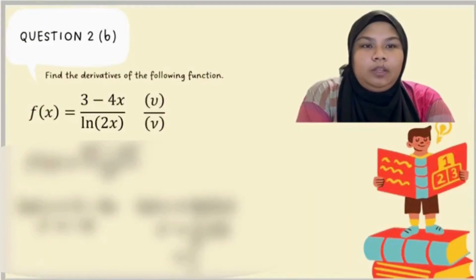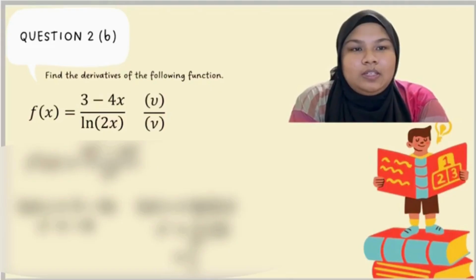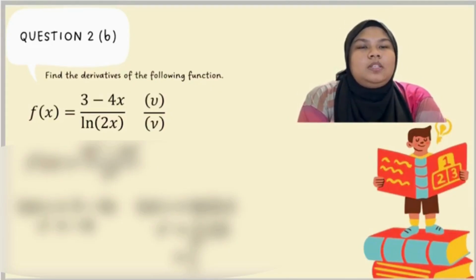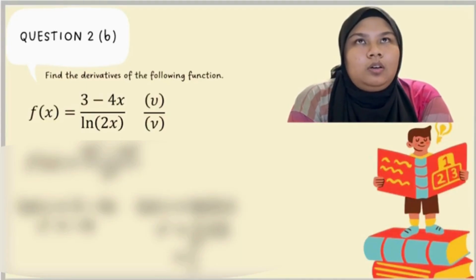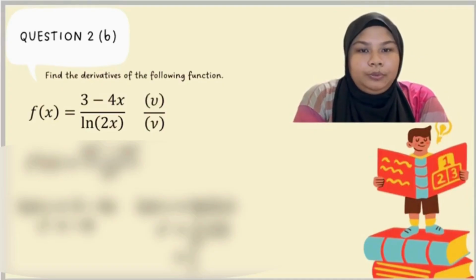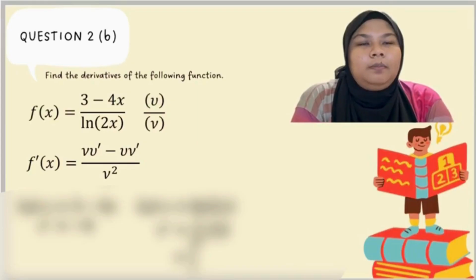For question 2b, we are asked to find the derivative of the function f(x) equals 3 minus 4x over ln 2x, which is like u over v. Because this is a fraction, we use the quotient rule. The quotient rule states f'(x) equals vu' minus uv' over v squared.